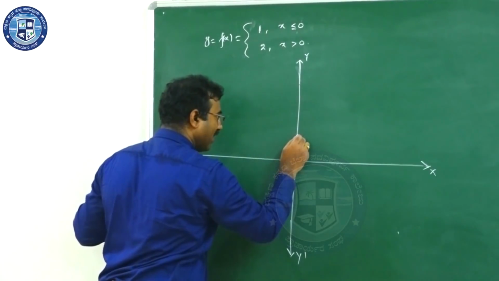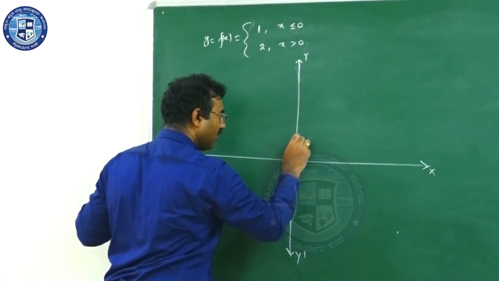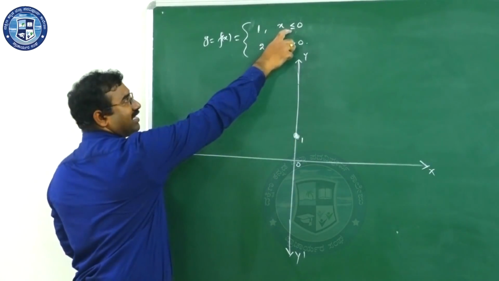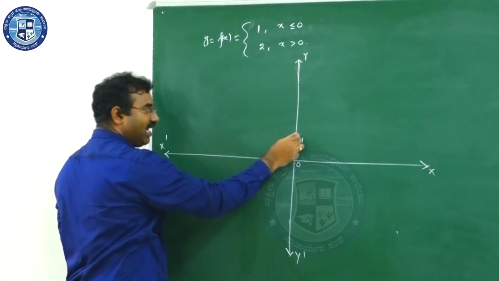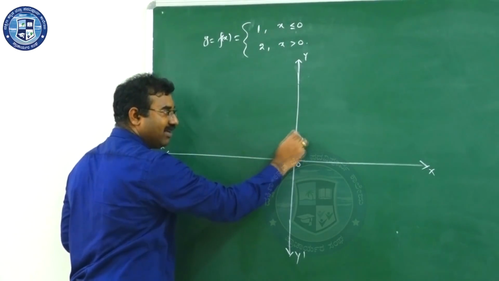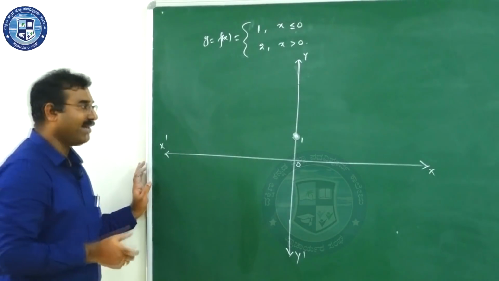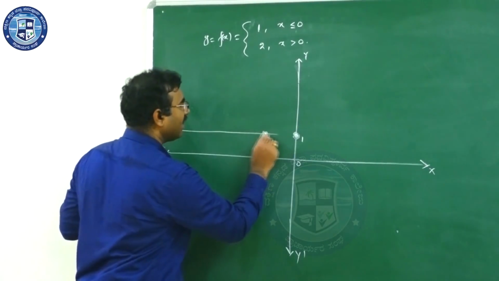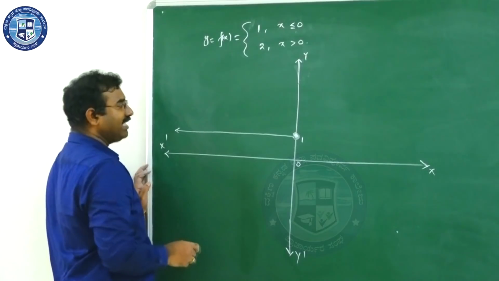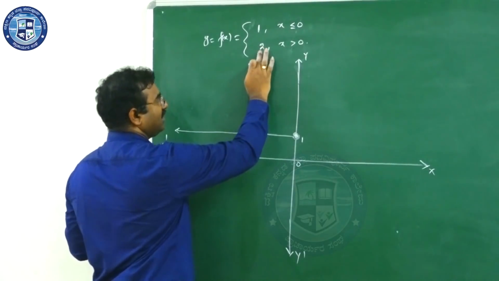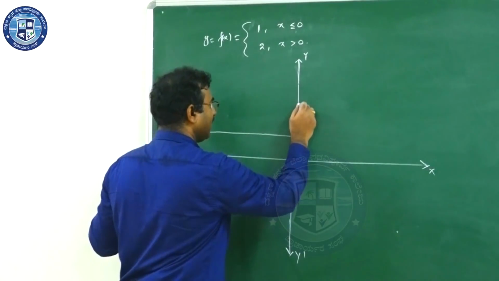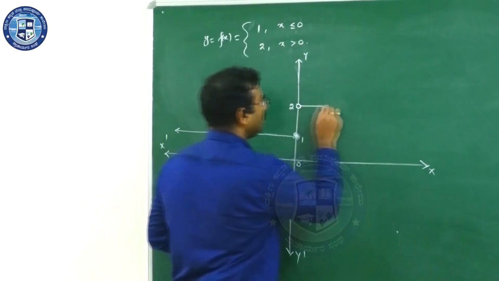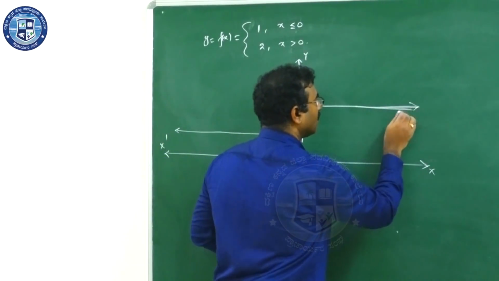Suppose here is 1, we take it. This is the place. When x is equal to 0 also they have given 1. That's why I have shaded here. It is a thick dot. Thick dot means in the graphical representation it is included. For all the negative values it is 1. And next, for all x positive, more than 0, the function is defined as 2. Suppose we take this place, this is 2 here, like this you get.